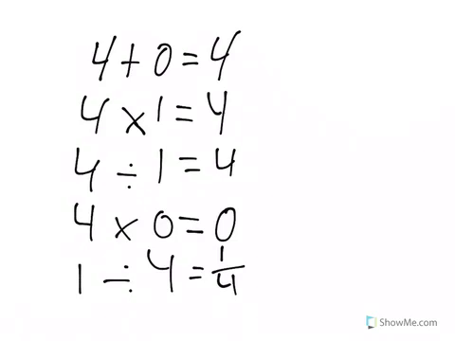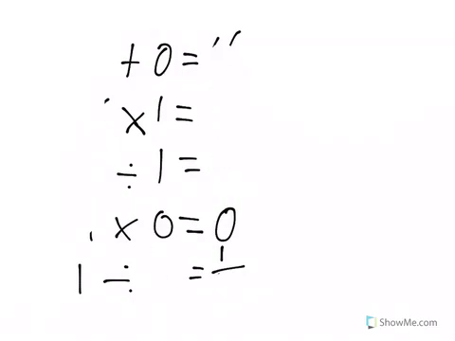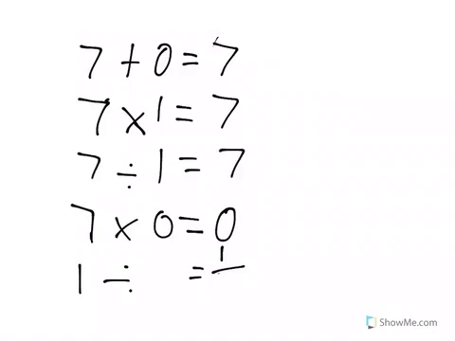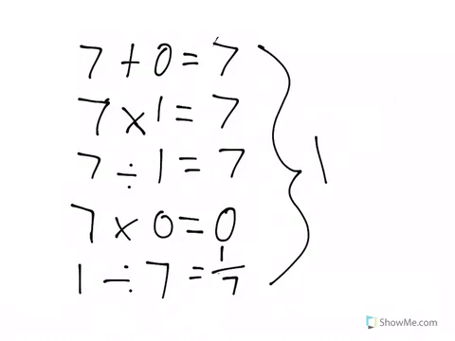How many of these statements would be true if the number 4 was replaced with the number 7 in the sentences? Well, let's take a look. Take out all of our 4s, replace them with 7s. 7 plus 0 is 7, true. 7 times 1 is 7, true. 7 divided by 1 is 7, true. 7 times 0 is 0, true. 1 divided by 7 is 1/7. So if I took all the 4s out and put 7s in their place, all of these sentences are still true, right?